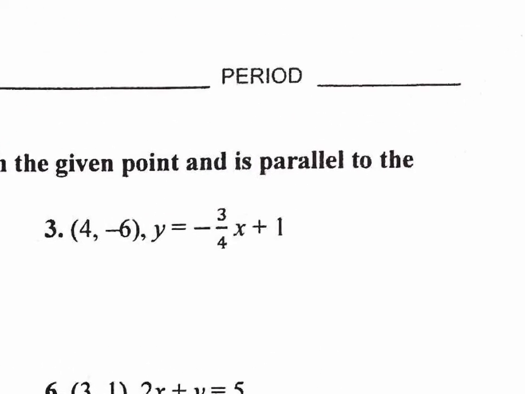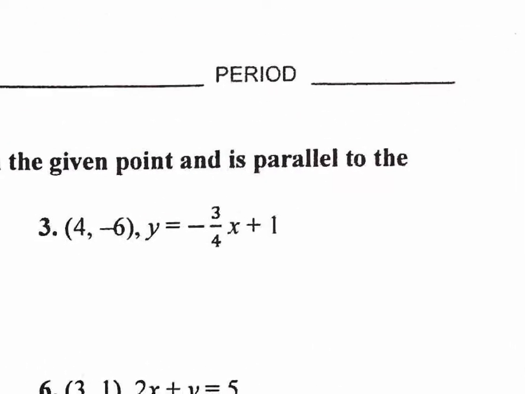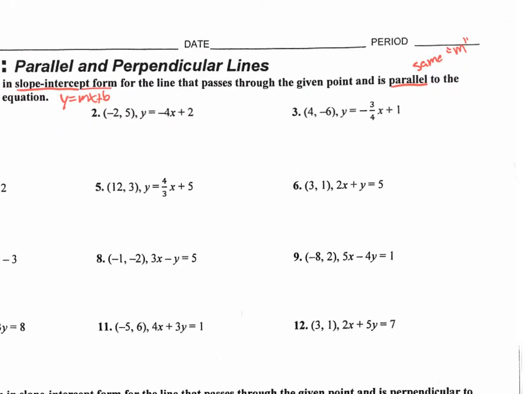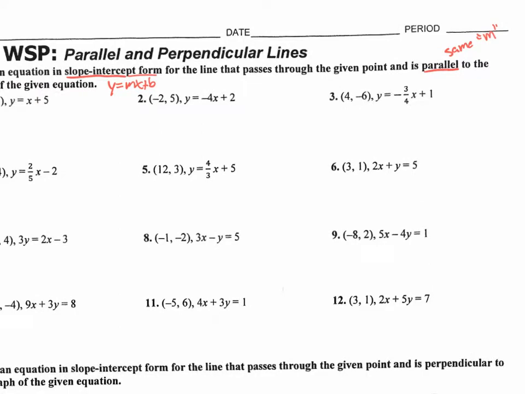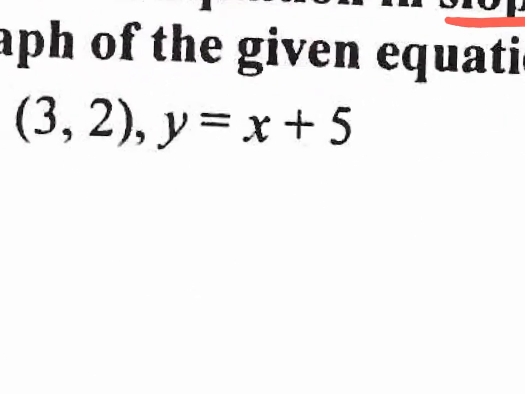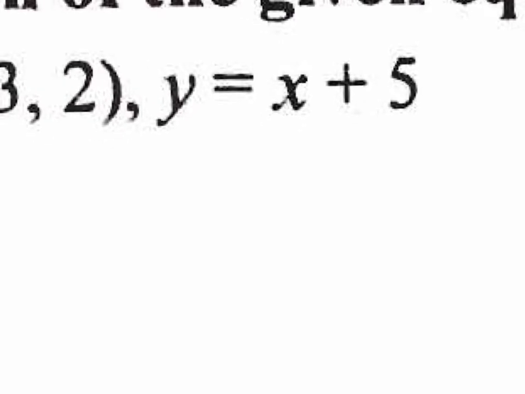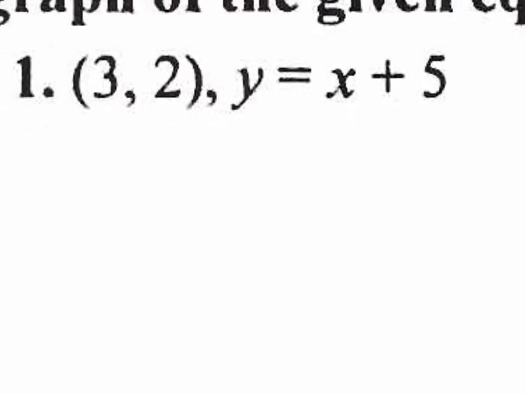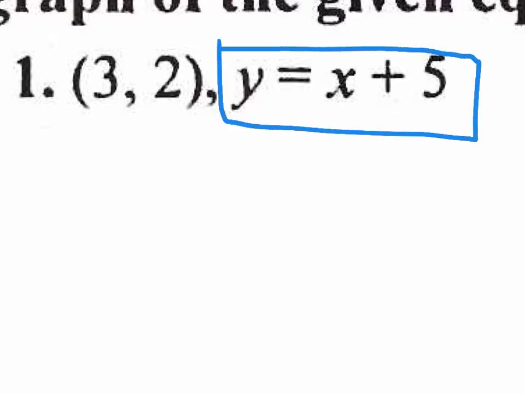So right here, what does parallel mean? Same slope. Parallel means same slope, same m value. Okay? So they tell you, we want you to write an equation in slope-intercept form that is parallel to the given equation. Here's an equation, y equals x plus 5. Ladies and gentlemen, what is the slope of that line that they give you? What's the slope of that line?